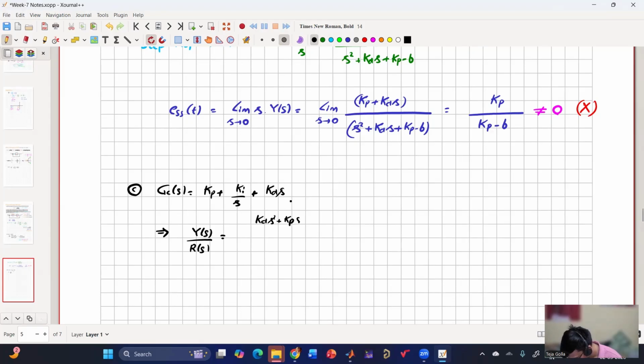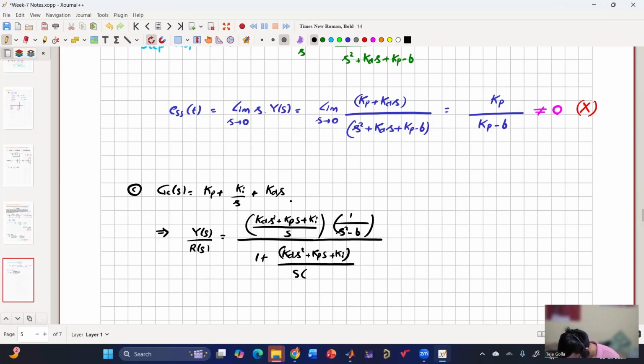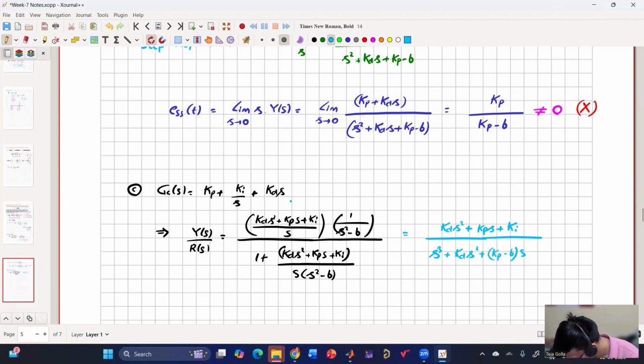So for the PID controller, we have Gc of s equals Kp plus Ki by s plus Kd into s. Now Y of s by R of s will be Kd s square plus Kp s plus Ki by s into the plant transfer function 1 by s square minus b, over 1 plus Kd s square plus Kp s plus Ki by s into 1 by s square minus b. If you simplify this, the numerator is Kd s square plus Kp s plus Ki, divided by s cube plus Kd s square plus Kp minus b into s plus Ki.